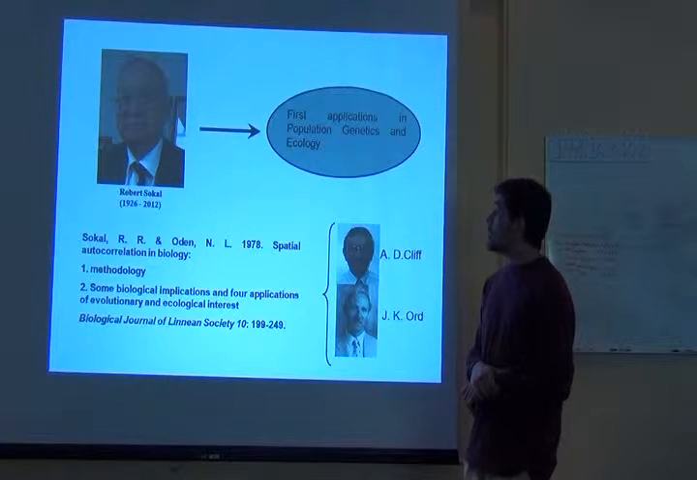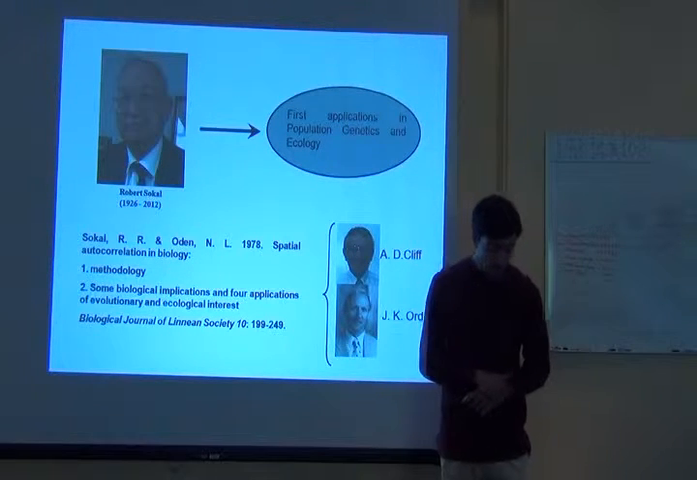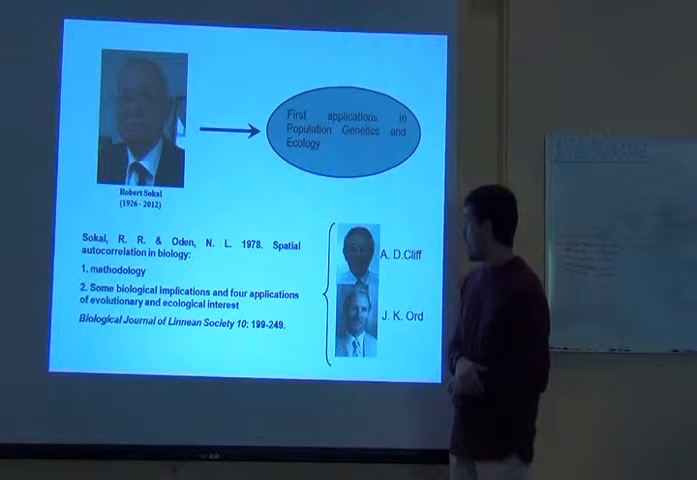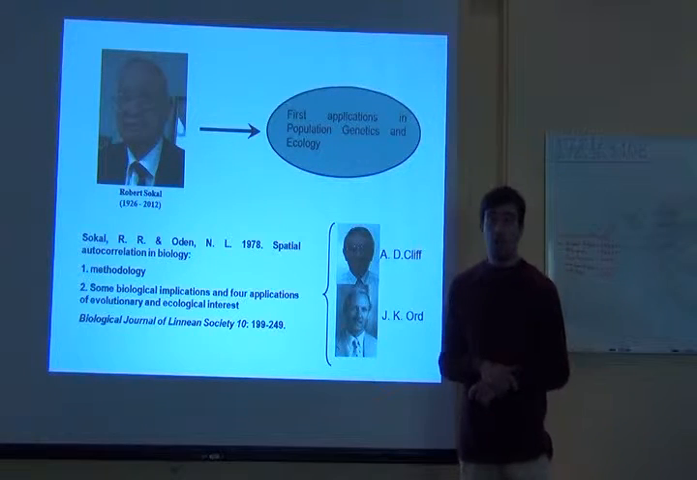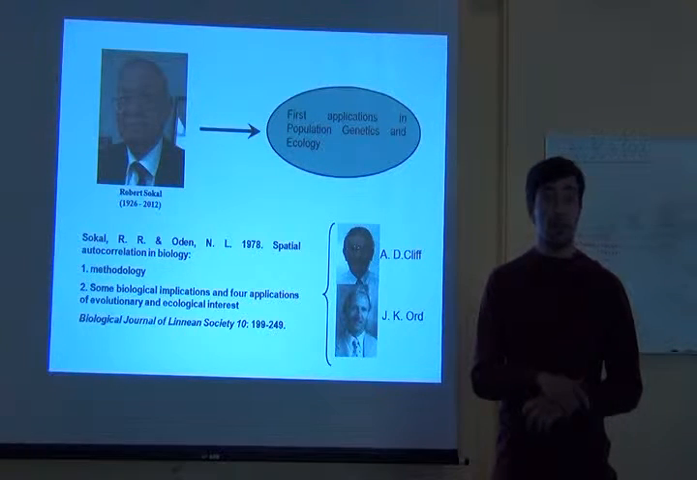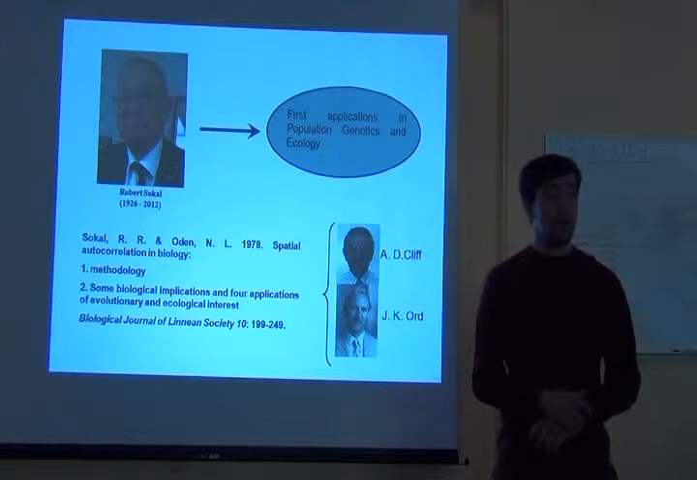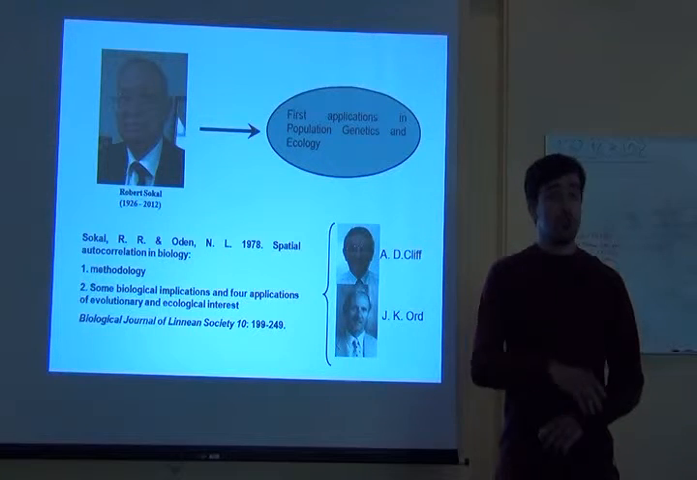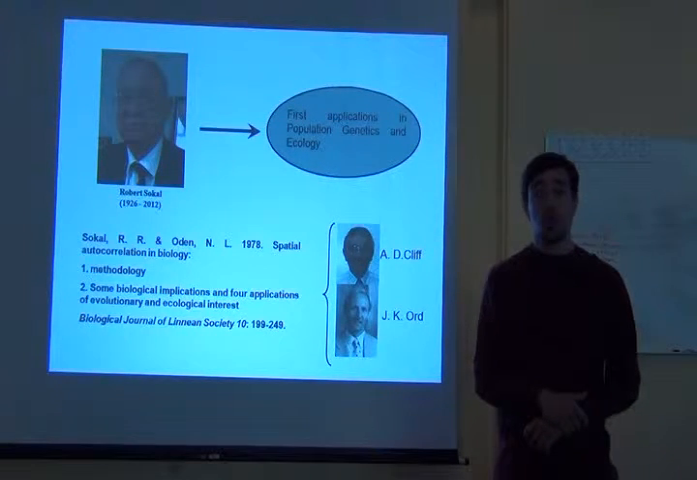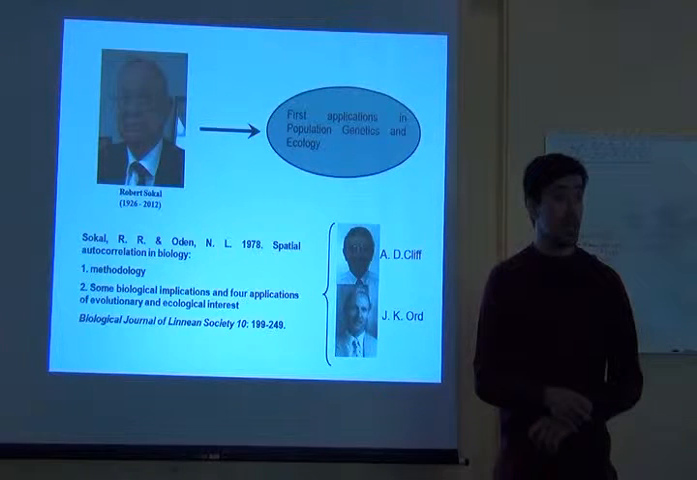And what did Sokal do? He actually imported a statistical methodology from these two guys, Cliff and Ord. These guys were statisticians, but they were working in geography. And what Sokal did was to go there, study their methods, apply these methods to biology, and explain how it could be useful to biologists to look closely at the spatial structure in the data.